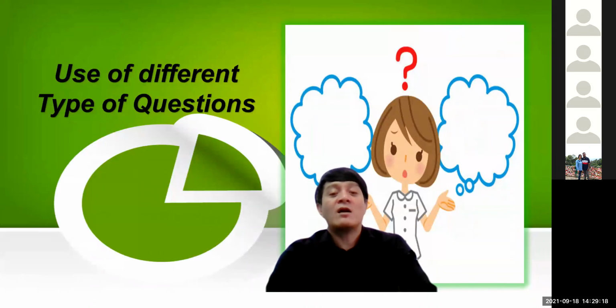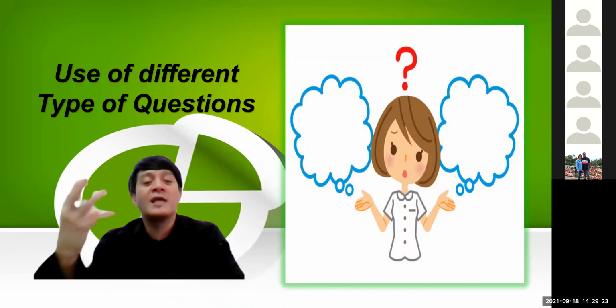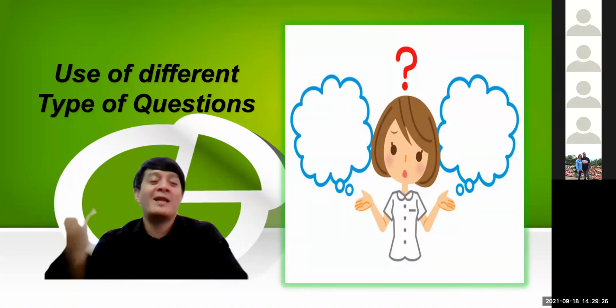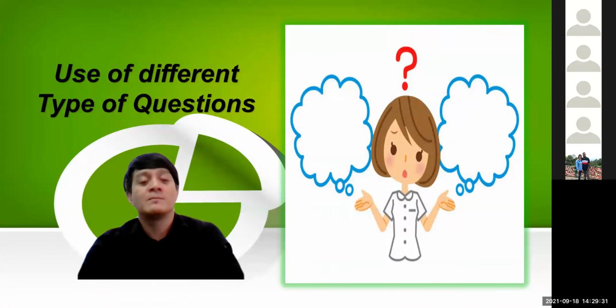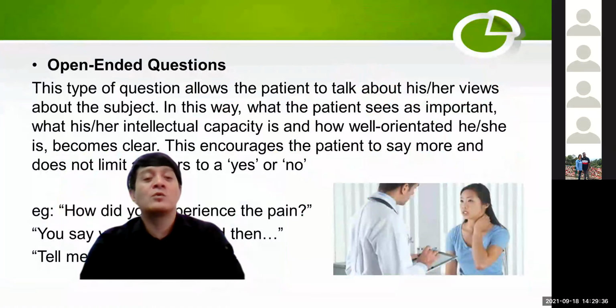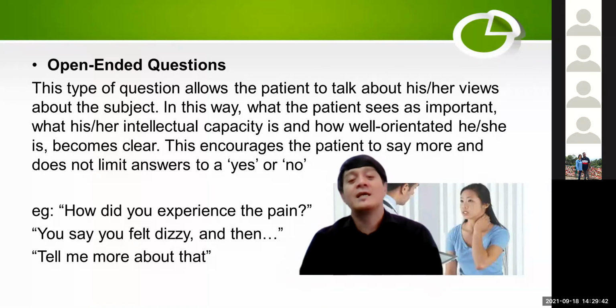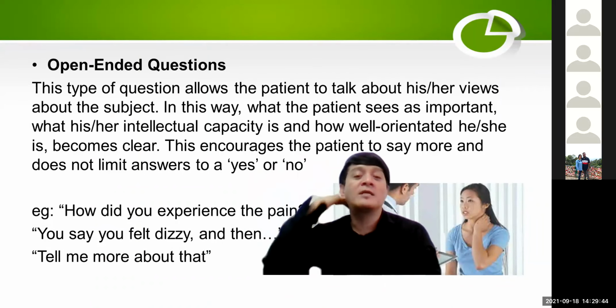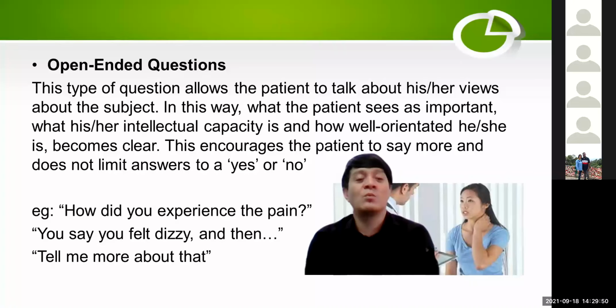Now, there are uses of different types of questions, because you don't just ask questions per se, like open-ended and close-ended questions. Those are the basic types of questioning, but there is the usage of different questions. Open-ended questions allow the patient to talk about his or her views about the subject. In this way, what the patient sees as important, what his or her intellectual capacity is, and how well oriented he or she is becoming will be clearer.